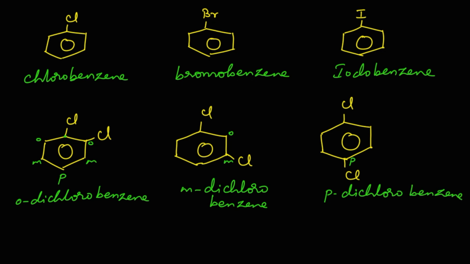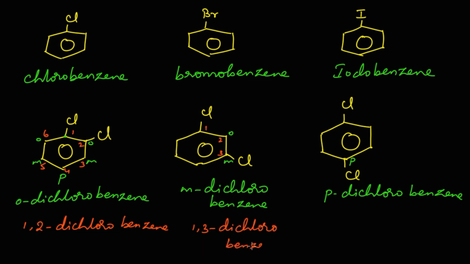Let's give the IUPAC name for these structures. Here, this is first carbon and this is second carbon. This is third one, fourth, fifth and sixth carbon. Here in 1 and 2 position, two chlorines are attached. So 1,2-dichlorobenzene. Here, this is first position, second position and third position. So 1,3-dichlorobenzene. And this one, this is first position, second position, third position, and the para is fourth position. So 1,4-dichlorobenzene.